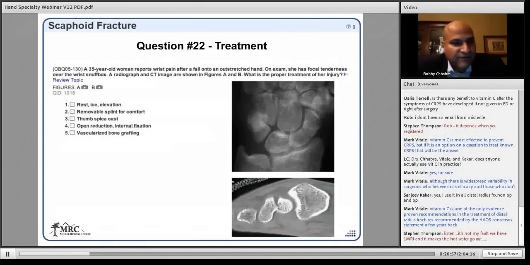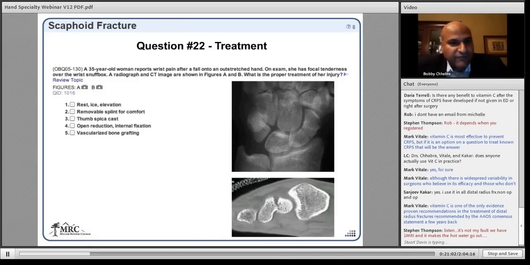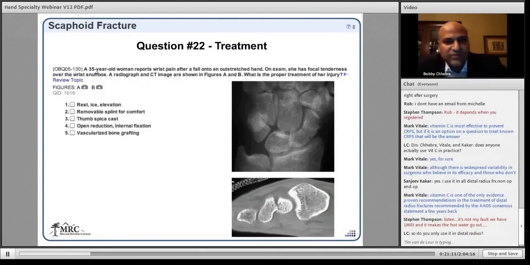Next, a 35-year-old woman reports wrist pain after a fall onto her outstretched hand. On exam, she has focal tenderness over the wrist snuff box. A radiograph and CT image are shown in figure A and B. What is the proper treatment for her injury?